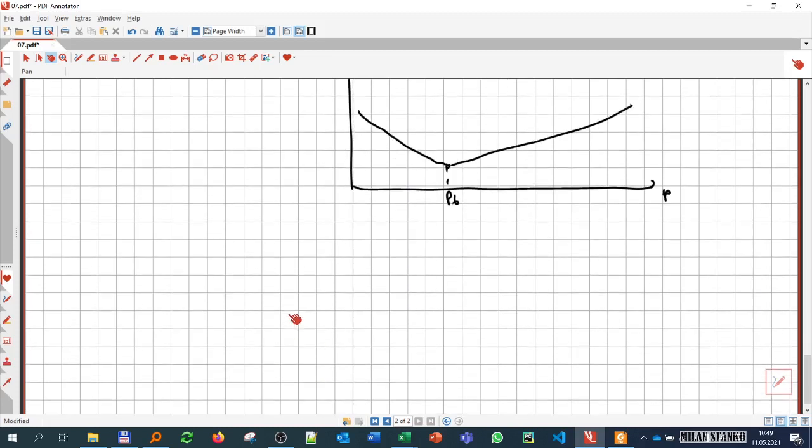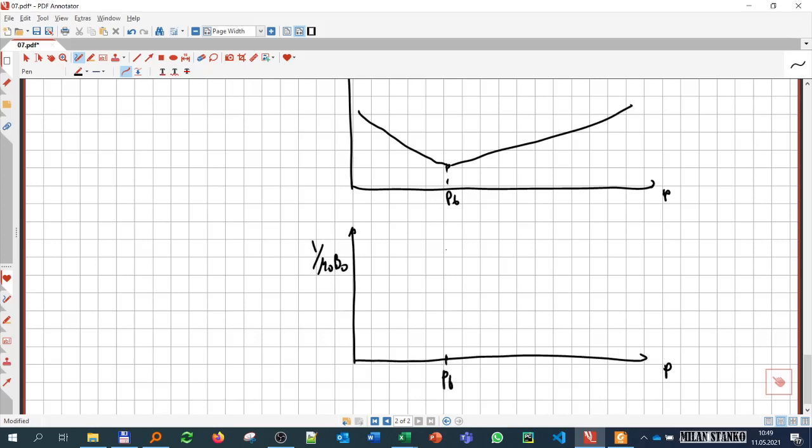So you have these two, but what we are actually interested in is the combination of both. We are interested in 1 over mu BO. And what you will see before the bubble point is something like that. It's fairly linear, a linear relationship.